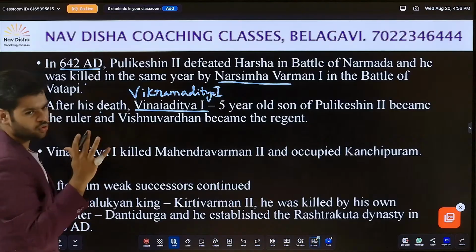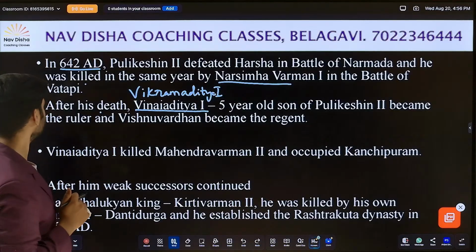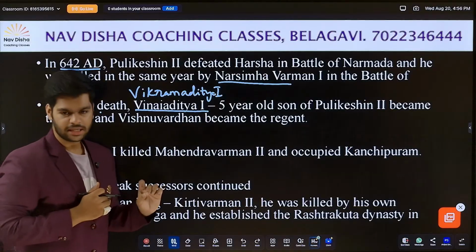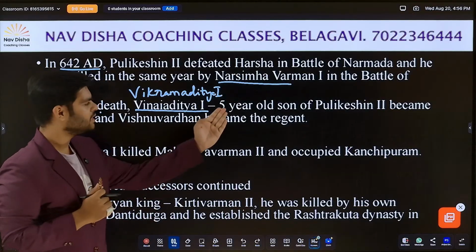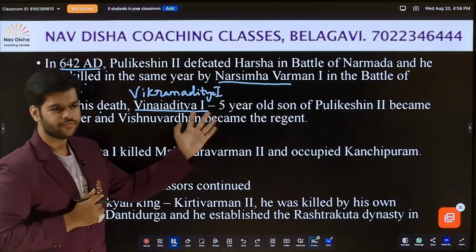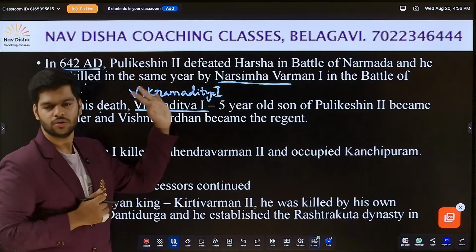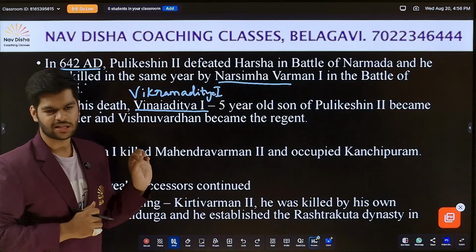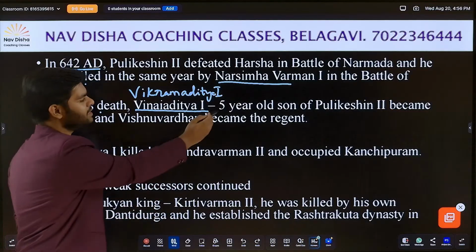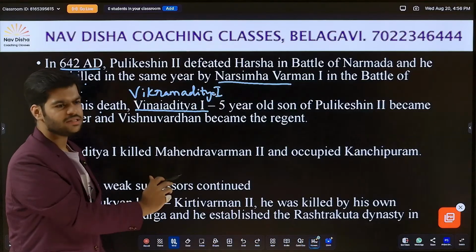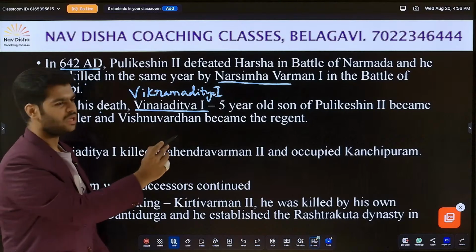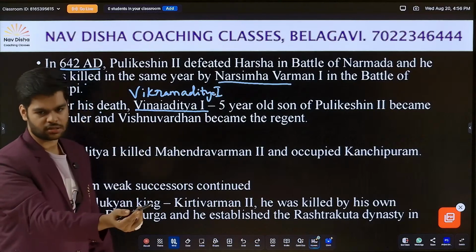Vikramaditya I, the 5-year-old son of Pulikeshin II, became the ruler, and Vishnuvardhan became the regent. Now, his son is 5 years old. Vishnuvardhan declared that his son will become the king, and Vishnuvardhan will not occupy the Chalukyas of Badami. He said his son will be ruling as king, but in India there is a tradition, a rule that you can become a king only after the age of 18 years.